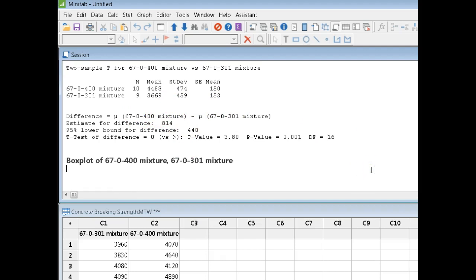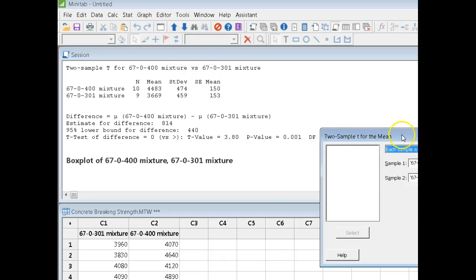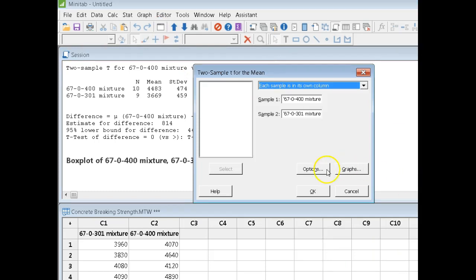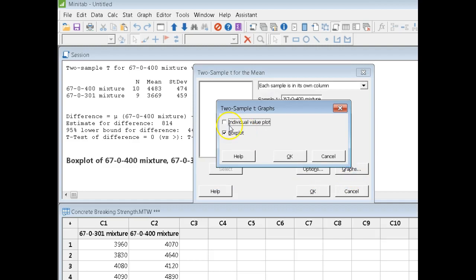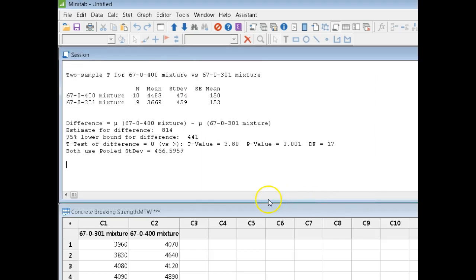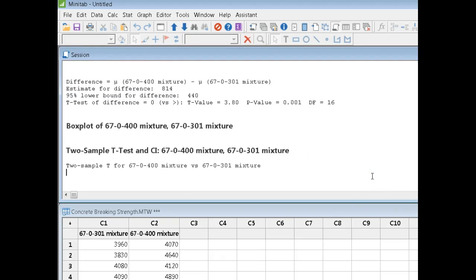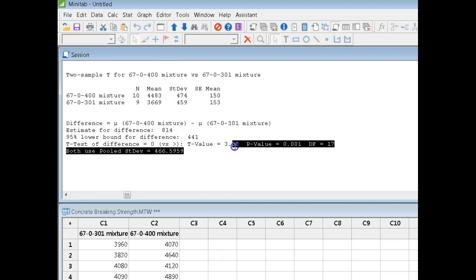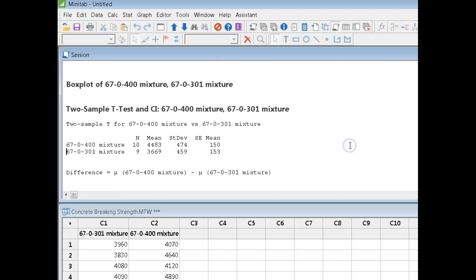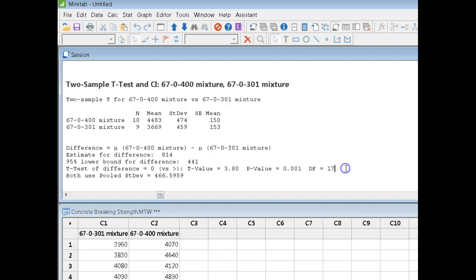Now, when I ran that test, I ran it assuming that the variances were not equal. I could go back in under my options and tell Minitab to assume that the variances are equal. Click OK. I'm going to turn my graphs off because I don't need to see that again. My results look pretty much the same. If I scroll down, I got a test statistic of 3.8, and down here I get a test statistic of 3.8. You won't always see this, by the way, but in this example you do. I get the same p-value, and the only difference really is in the degrees of freedom.